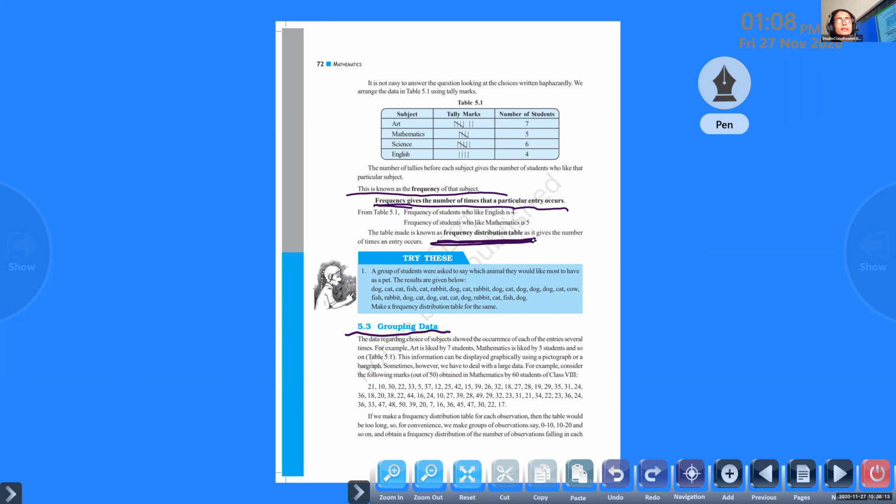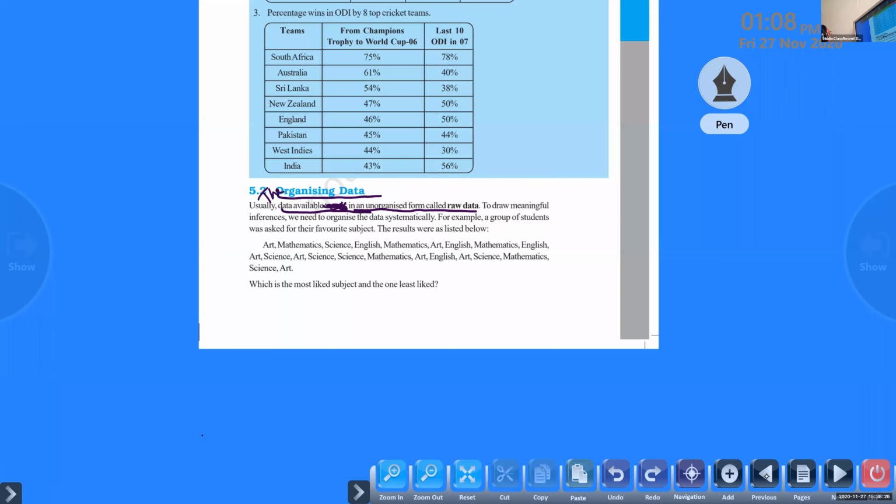And for preparing that frequency distribution table, we need to use tally marks, which you have already studied last year, isn't it? Yes, tally marks you have studied last year. So what is data? The data available in an unorganized form is called raw data.